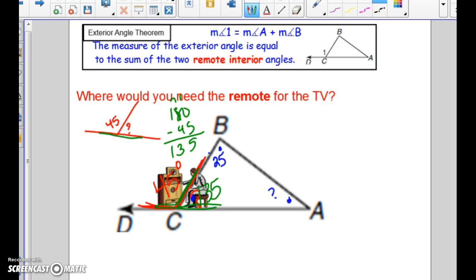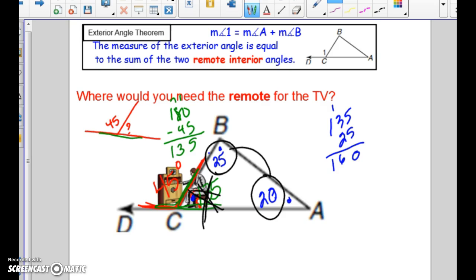You have to add those and subtract. 135 plus 25 gives me what? 160. So it was 20. So this angle right here is 20. Now here's the magic. Are you watching? I'm going to get rid of this angle right here altogether, because we don't need it anymore. What is 25 plus 20?